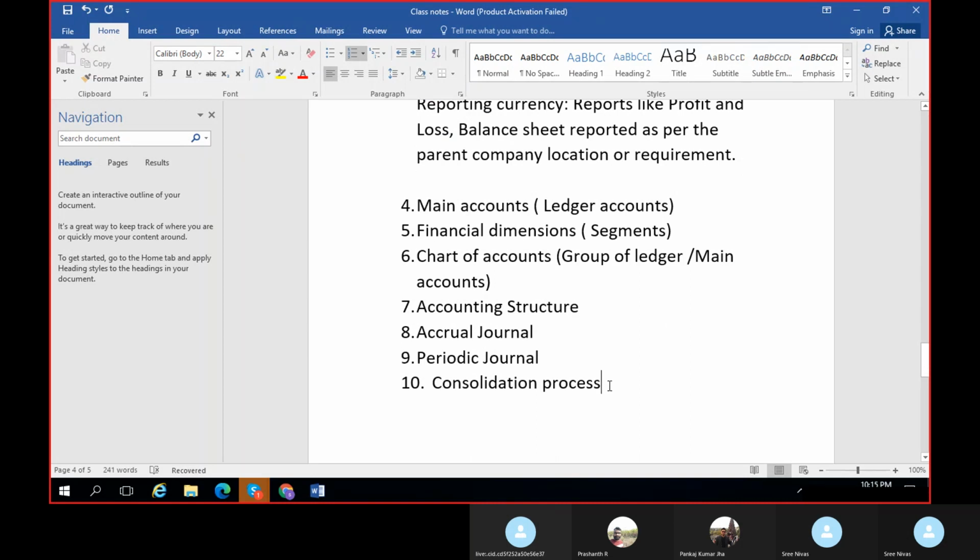Consolidation says that if there is a group of companies, let us say 2 to 3 companies, you will have to consolidate all 3 companies into one consolidated company, as per the requirement of the stakeholders or the management. So there is a separate configuration, and the consolidation process is a separate topic that we will discuss later.